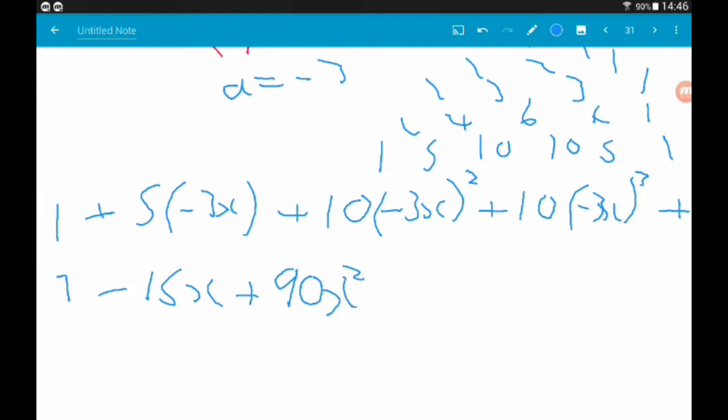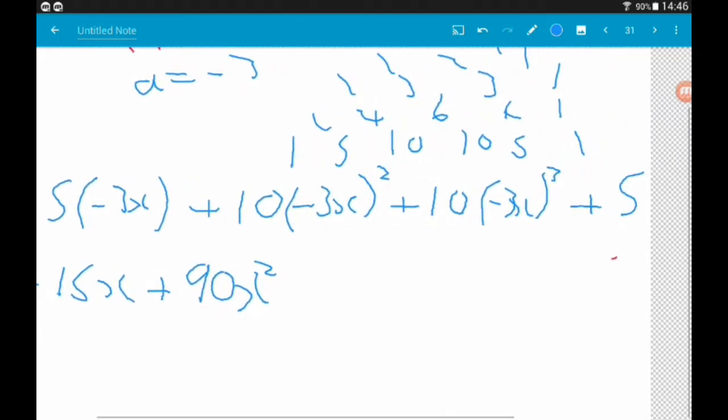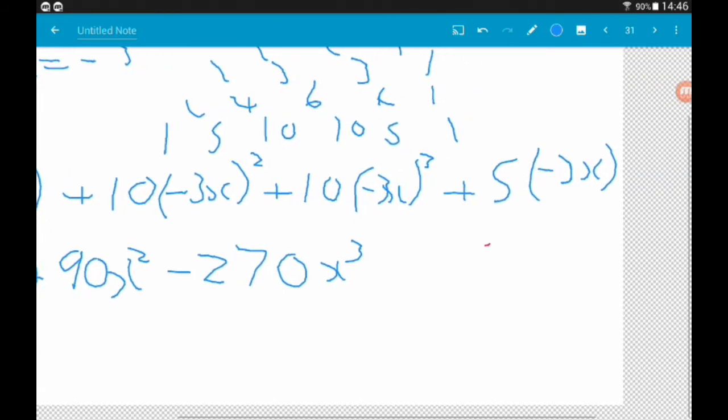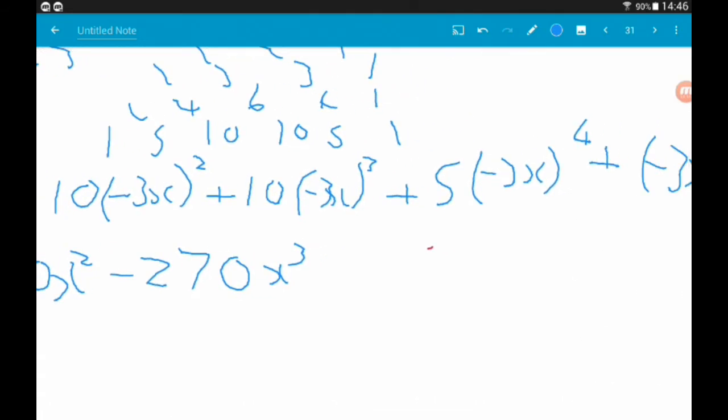And then we've got plus 10 lots of minus 3x cubed. Now minus 3x cubed is minus 27x cubed. So we've got 10 lots of minus 27x cubed. So that is minus 270x cubed. And then we've got plus 5 lots of minus 3x to the power of 4.